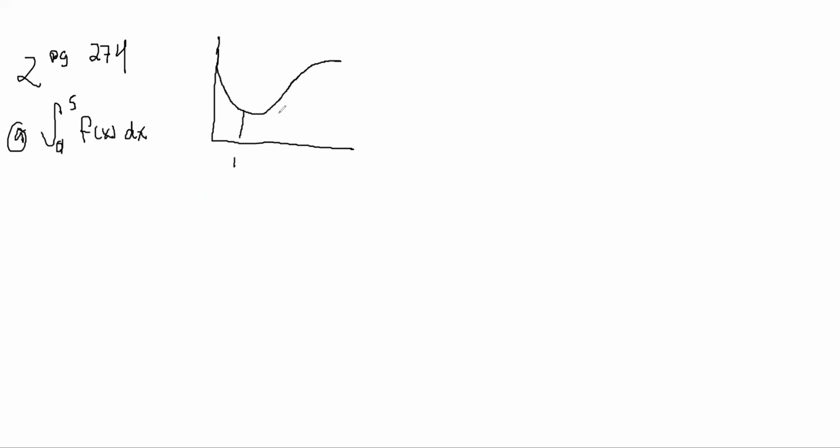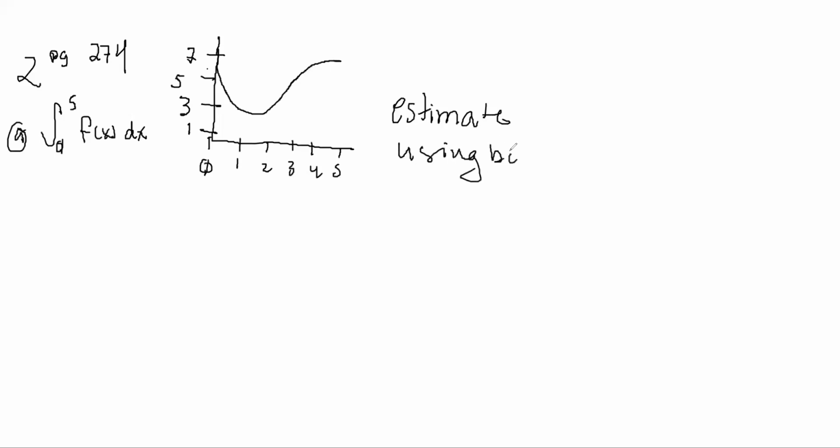Here is 1. Why did I draw the line like that? 1, 2, 3, 4, 5, or something like that. And so here's 0, and so it starts off. Here is 7. This will be 5. This will be 3. And this will be 1. So basically what we're going to do is estimate the area underneath this curve using these boxes, which I think is the easiest way.